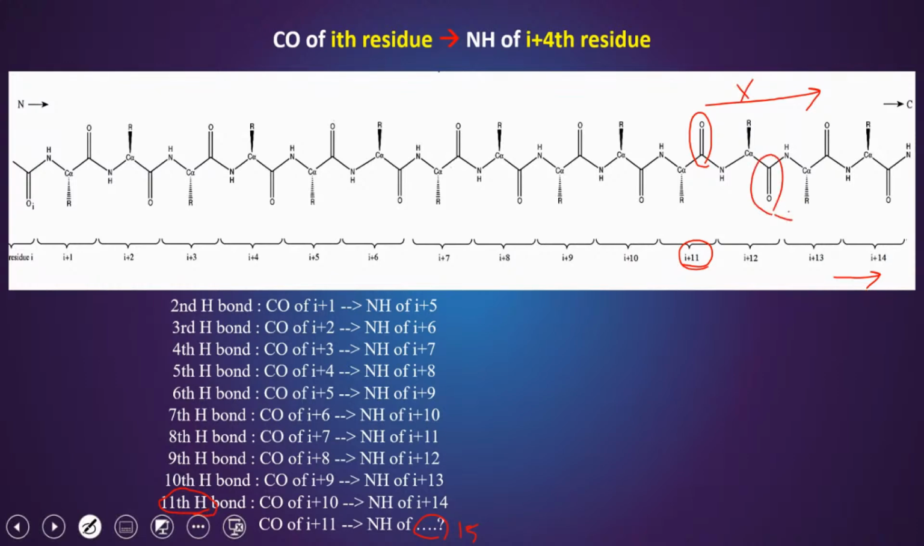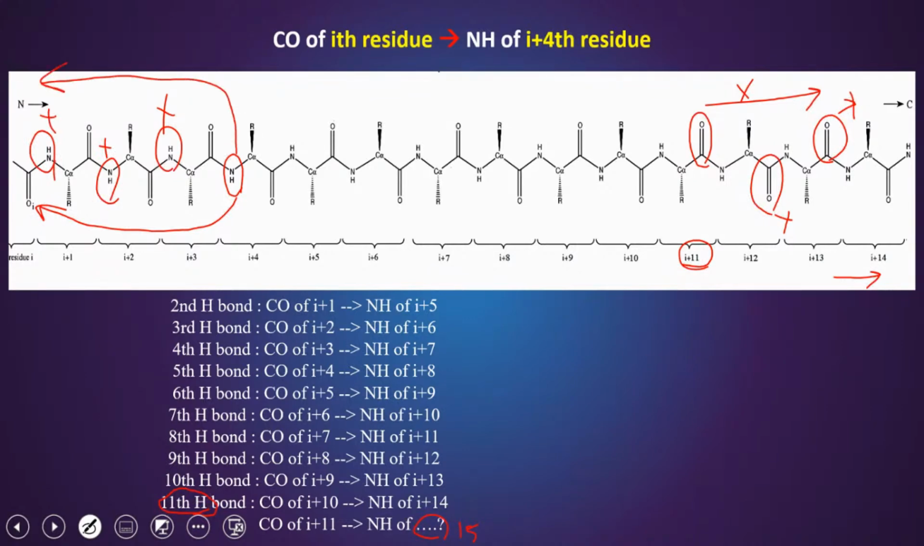This also cannot form a bond. This also won't form a bond. Similarly, our first bond NH will be from here, right? But these NH cannot form a bond. This also cannot form, because they need some amino acids before them, four amino acids before them, which they don't have.